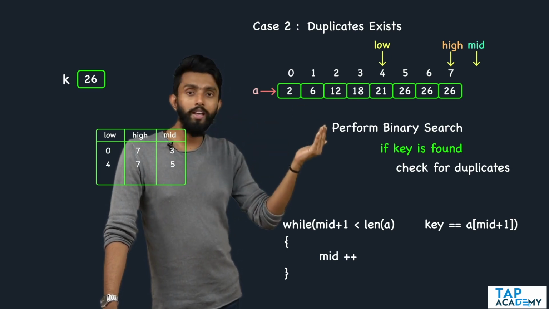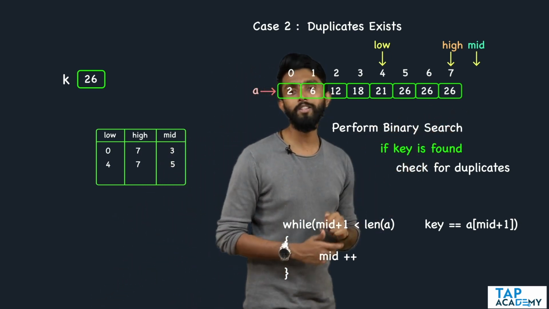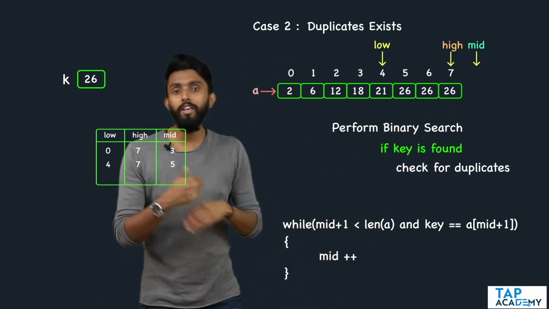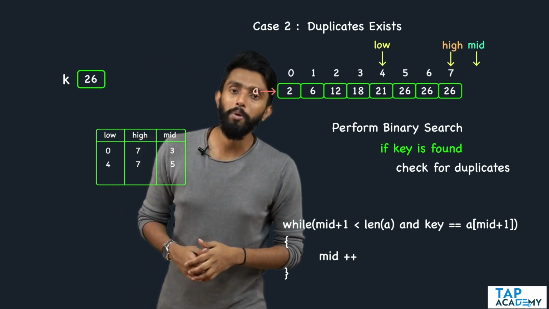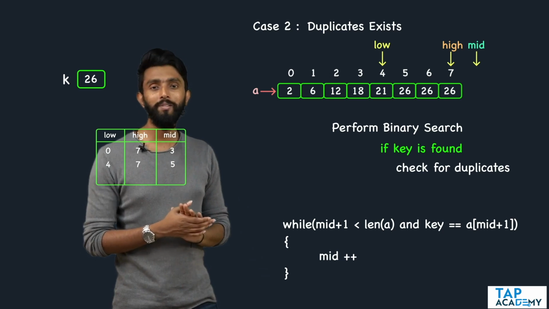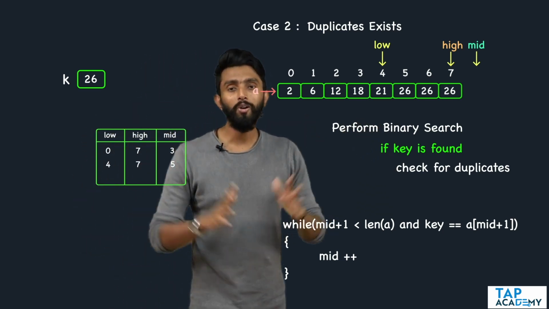You know the length of the array is 8. If mid plus 1 is less than the length of the array, you know it is one of the valid indexes. I hope you're able to think. And if key is equal to the next element, I hope you're able to think. Only if both conditions are satisfied, I will increment the value of mid. This ensures the exception does not occur.